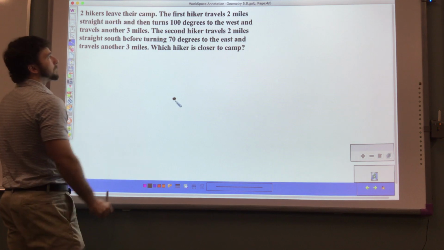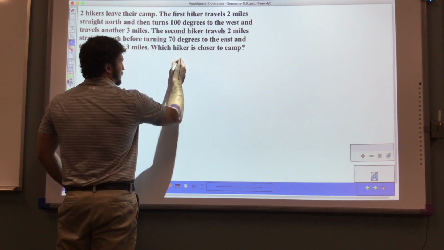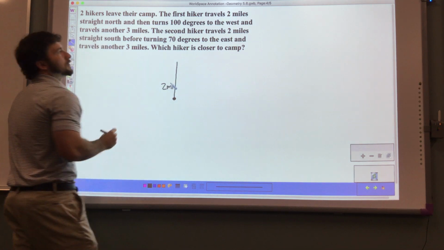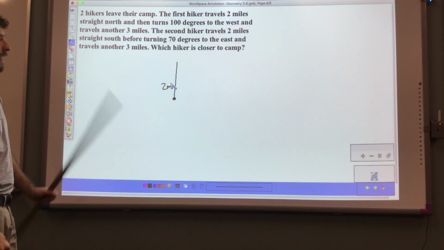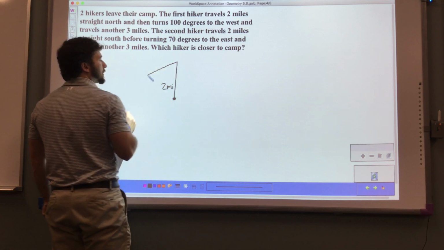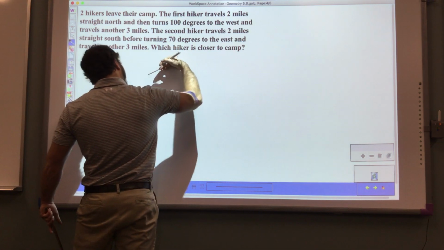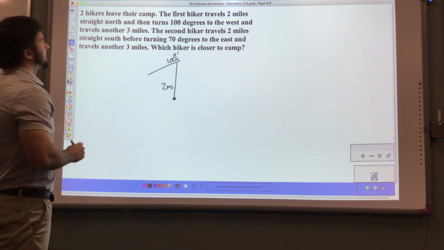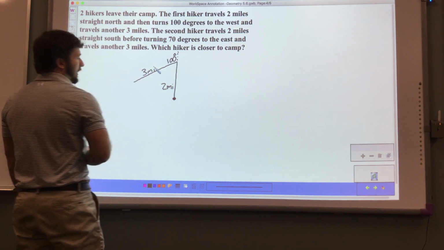Now when you're reading a map, north is up. So he goes 2 miles north. Then he turns 100 degrees to the west. On a map, west is always left. So if he turns 100, it would look like this. The confusing part that some people get is that the 100, if you're going this way and turn 100 degrees, is right here. So be careful with that. Then it says he traveled another 3 miles. So this would be a length of 3 miles. Now let's look at the other hiker.